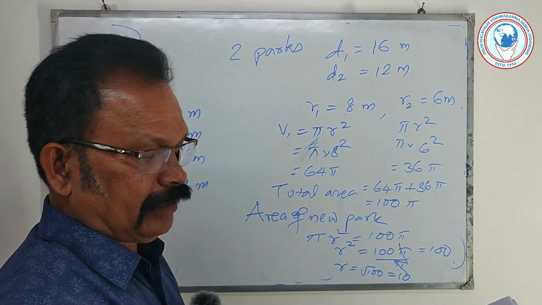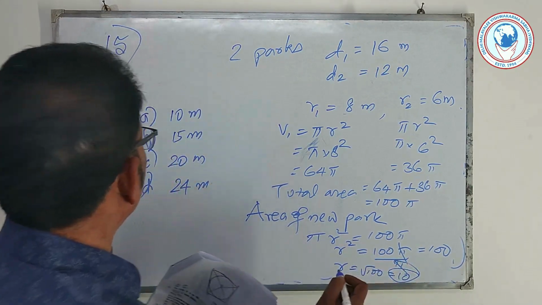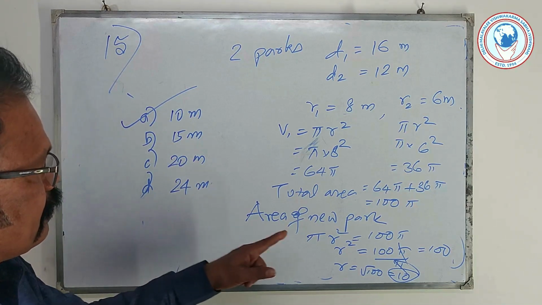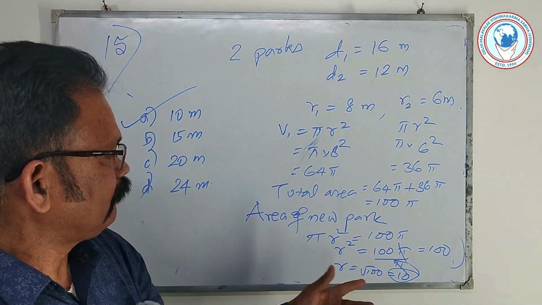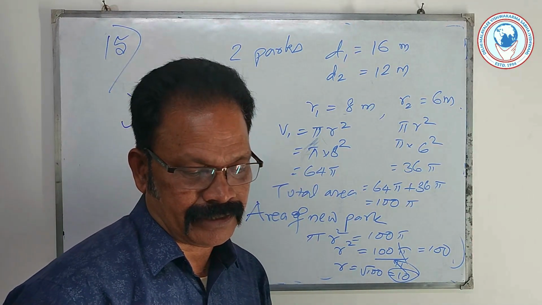So the radius of the new park would be, options given, A is the correct option. It is asked the radius, where in the question diameters are given. So we got the radius of the new park will be 10 meter. A is the correct option.